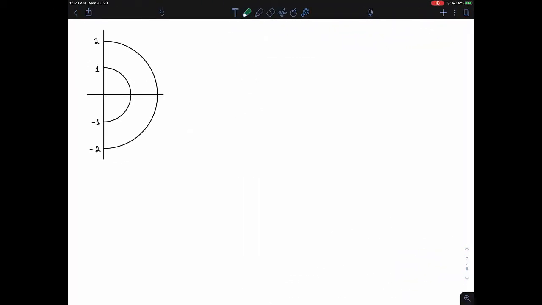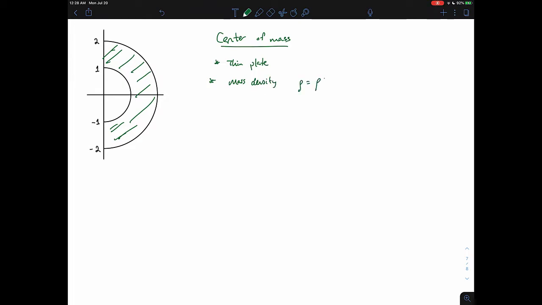In this video, we'll find the center of mass. We'll find the location of the center of mass of a thin plate shaped like the domain D that we've been working with, with mass density given by rho of x y equals x. We'll find the location of the center of mass for this plate.